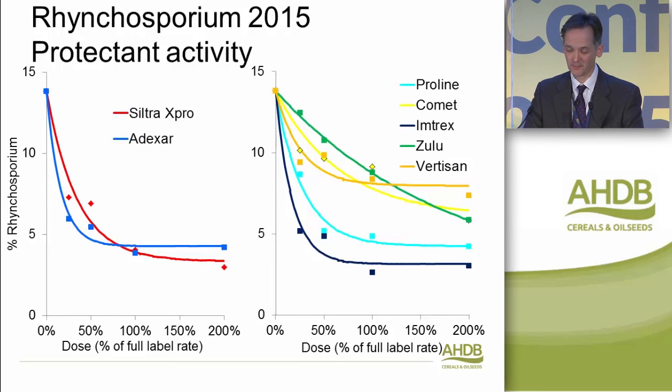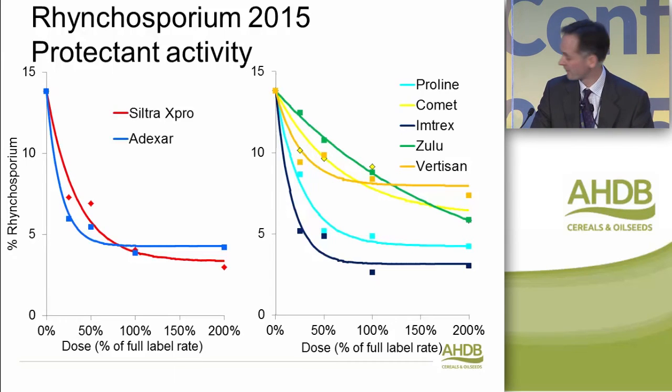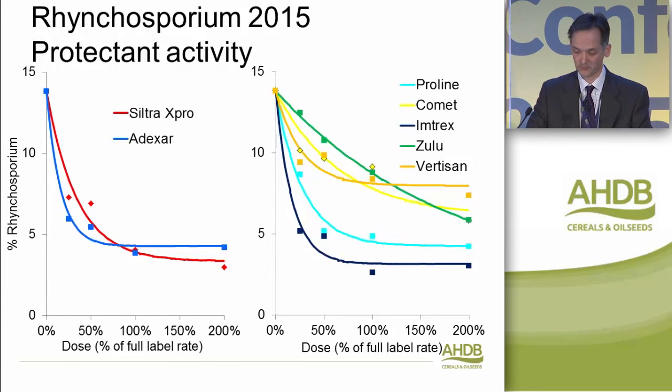On the right-hand side, again, you've got the products with a single active ingredient. Note there's a difference between the SDHIs on Rhynchosporium. Zulu and Vertizan have good activity on Rhynchosporium, but Imtrex is stronger. Note though, Proline, still the stalwart of barley disease management programs, is still very effective on Rhynchosporium and clearly a lead active still. On the left-hand side, we've got the 2 mixtures that we've been testing, Adexar and Siltra, and clearly both very active and very similar when compared as a percentage of label rate.